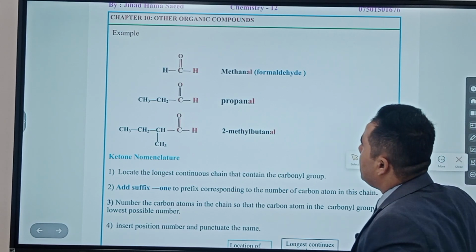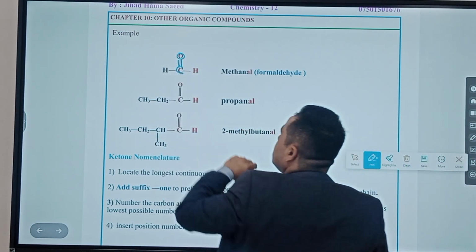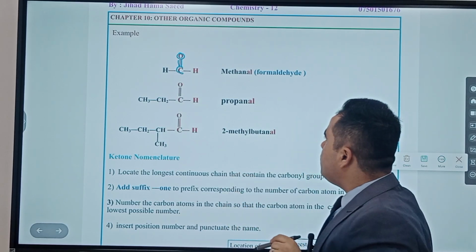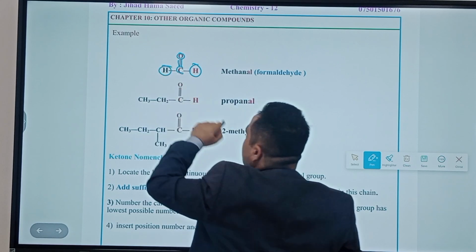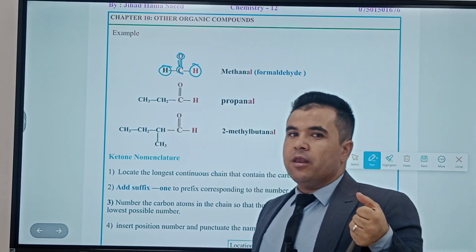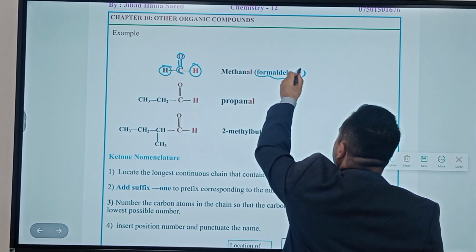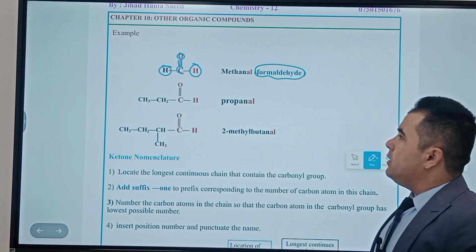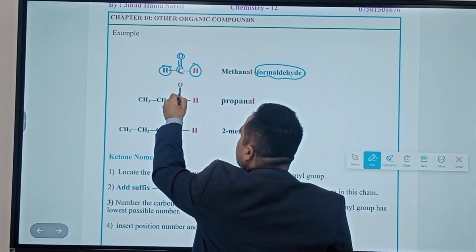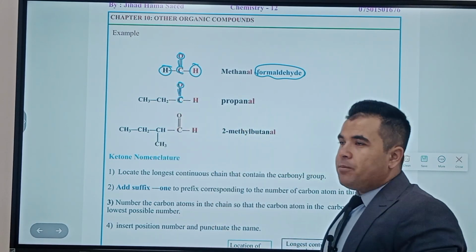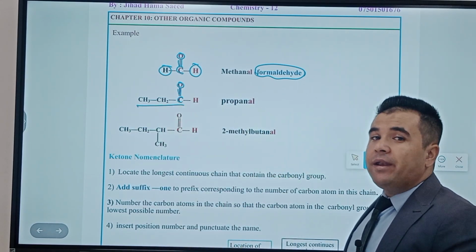Guys, in this case, have a look. The carbon is attached to hydrogen and to oxygen by a double bond, the carbonyl, and this end is closed, and at that end there is nothing. This is one carbon, methane. It becomes methanal, or we call it formaldehyde. Later we will be talking about the properties of methanal. The other one, C double bond with oxygen, which is the carbonyl group, and 3 carbons, becomes propanal.